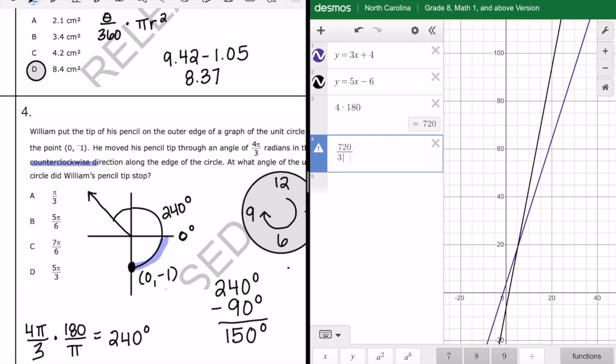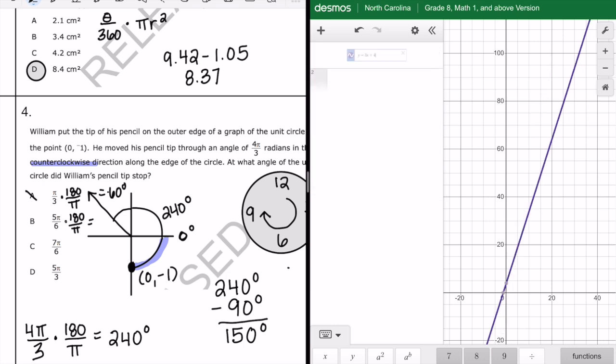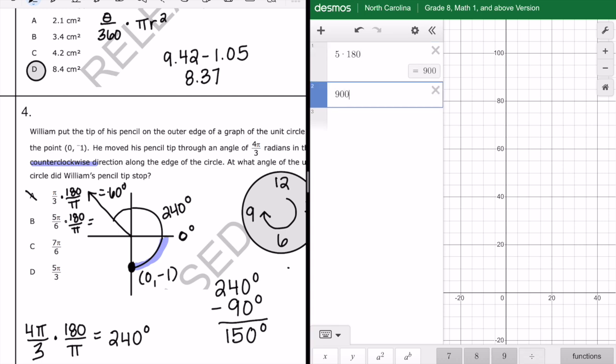So we have pi over 3, so we're going to multiply that by 180 over pi. And that's going to turn into 60 degrees, so that's not right. That's out. For the next one, we multiply by 180 over pi. So we're going to say 5 times 180, and we're going to divide that by 6. So that's 900 divided by 6. So that's 150, which is what we're looking for. So that angle measurement right there is B.